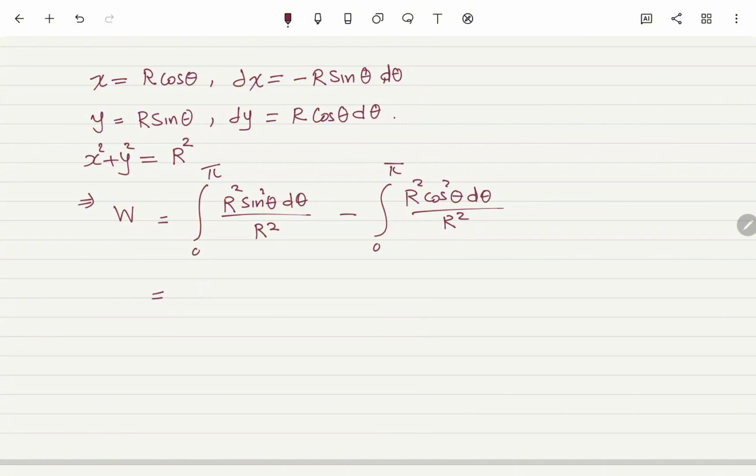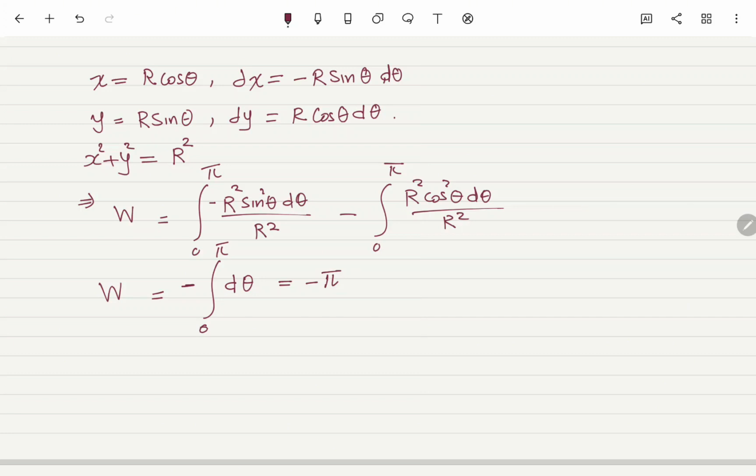After all, the work will be equal to the integration from 0 to π. This is minus, by the way. Take the minus out and use the identity sin²θ + cos²θ = 1. So work will be equal to minus the integration from 0 to π of dθ, or upon integrating this and substituting the limits, the work will be equal to minus π.